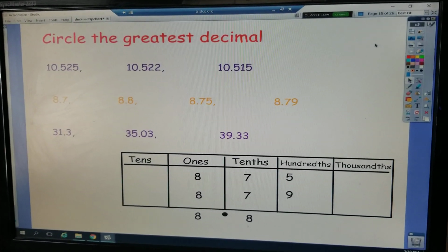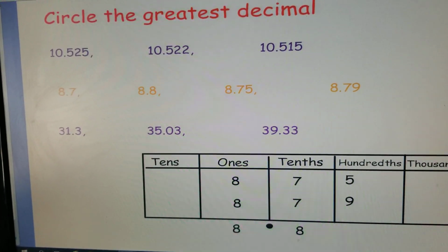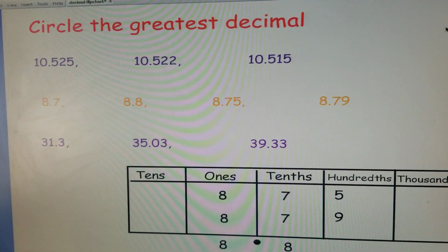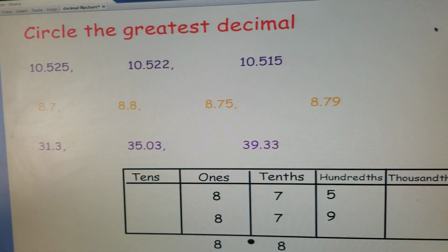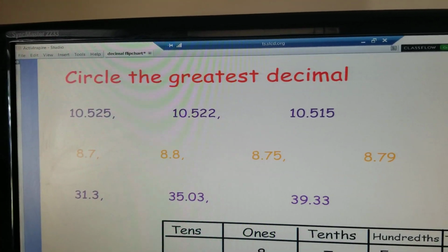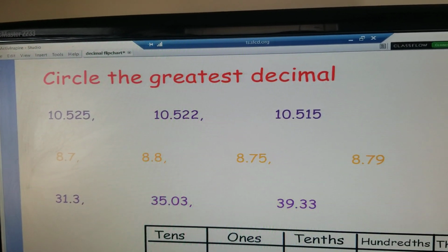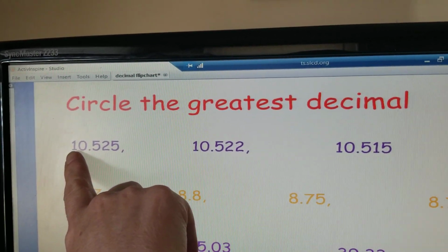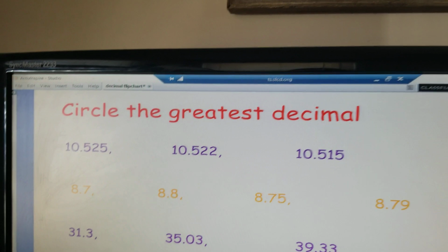So it says circle the greatest decimal. Okay, let's look at our decimals. We have 10 and 525 thousandths, 10 and 522 thousandths, and 10 and 515 thousandths. Okay, if you look at those decimals, they all look pretty similar. Okay, remember our first rule. What does our first rule tell us to do? To look at the decimal in the greatest place value. Okay, the greatest place value would be the tens place, which is a 1. Okay, they all have a 1 in the tens place.